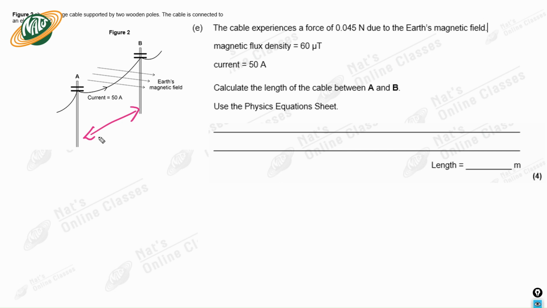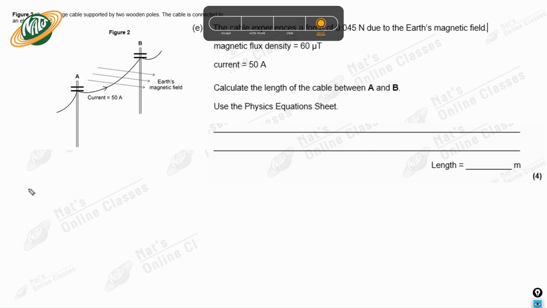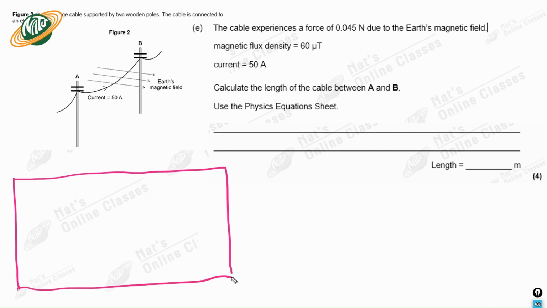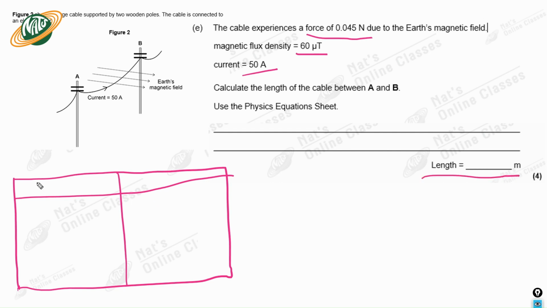So here I'm going to explain one simple tip. Let's see how we can solve these kinds of problems. And I would like you to prepare a little table, something like this. This will help us to identify the given values. So you have been given force, which is 0.045 Newton, magnetic flux density 60 microtesla, current is 50 amps. You have been asked to calculate the length. So these are the supplied values. I want you to note it down in this way.